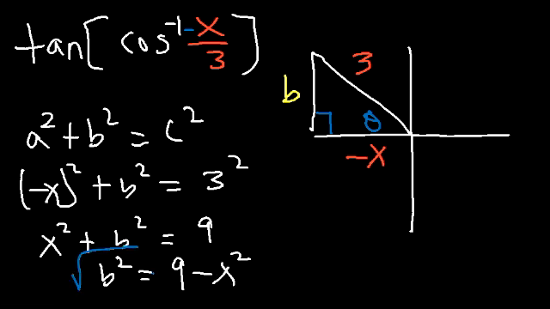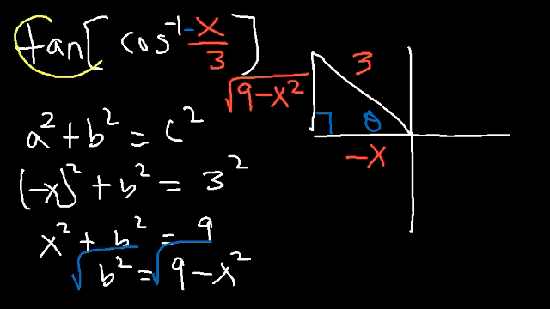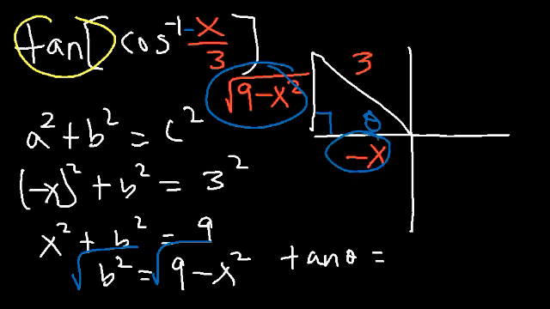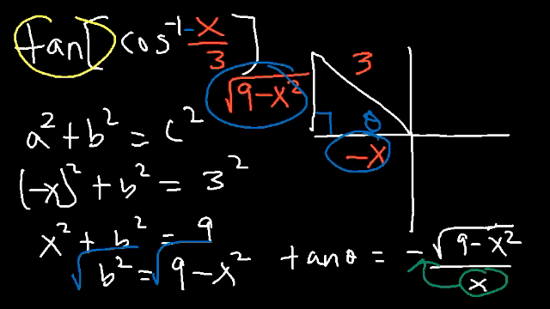So now we got to take the square root of both sides. So b is equivalent to the square root of 9 minus x squared. So now we can evaluate tangent. So tangent theta is equal to the opposite side over adjacent. So tangent is negative root 9 minus x squared divided by x. You can move the negative from the x to the front if you want. So if you have it in terms of x, simply make the triangle, find the missing side, and then use SOHCAHTOA to figure out what the outer function is.